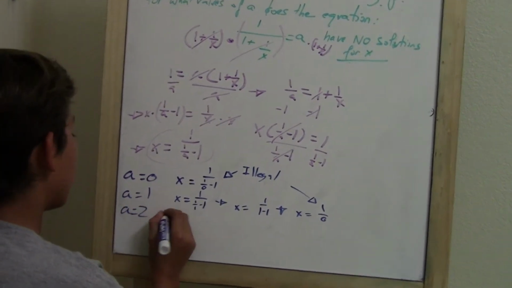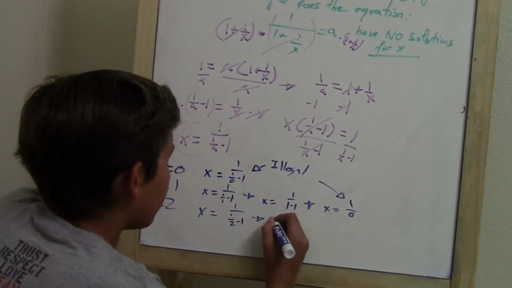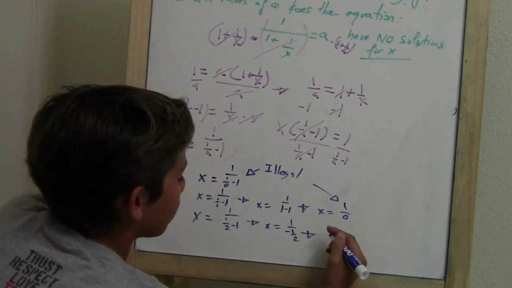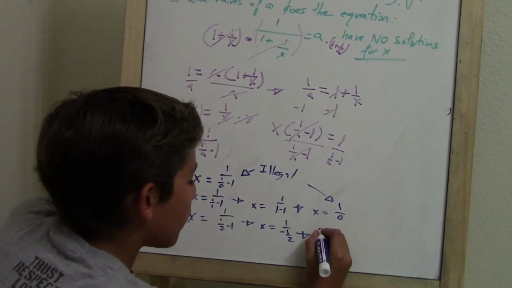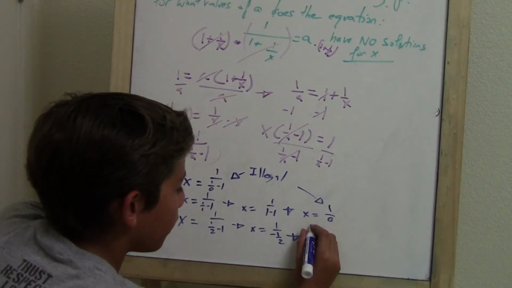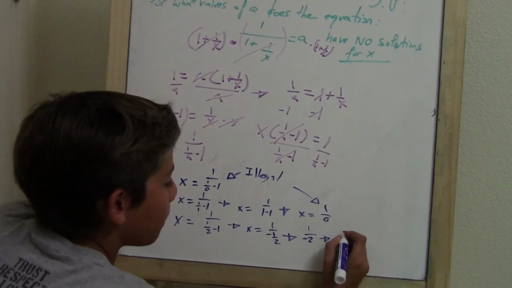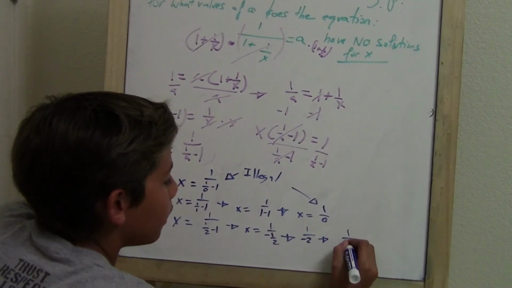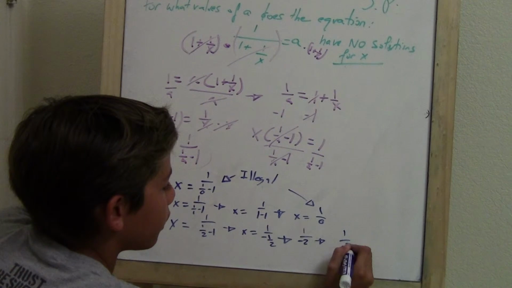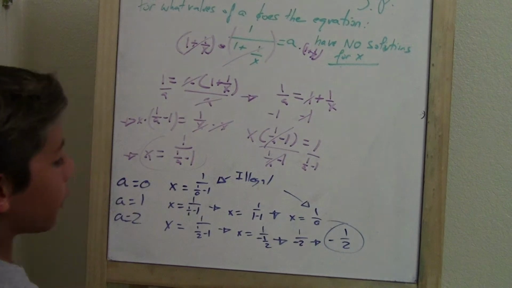Now let's try 1 over 2. X is equal to 1 over (1 over 2 minus 1). We get x is equal to 1 over negative 1 over 2. And then we can use the reciprocal to flip it. We get 1 over negative 2.